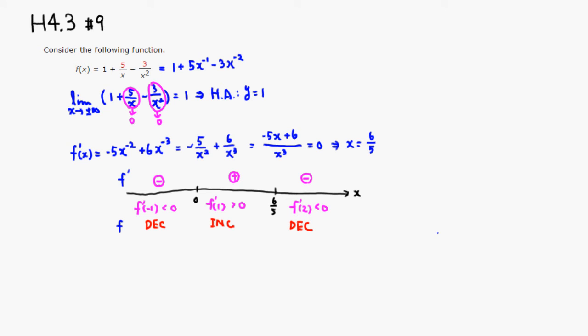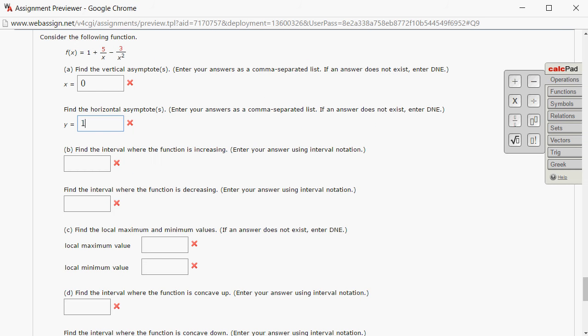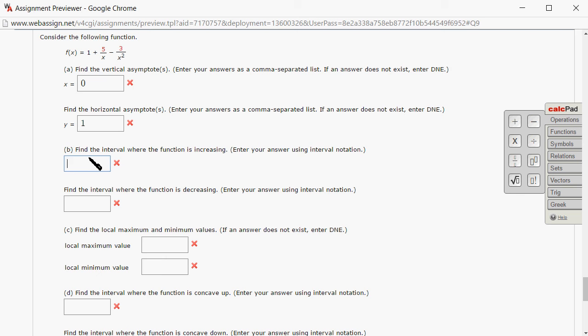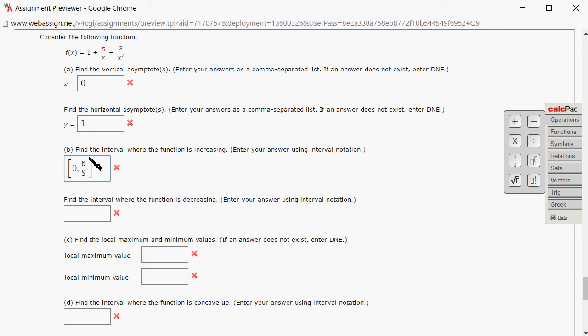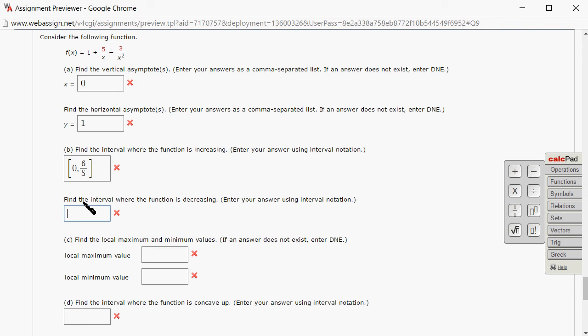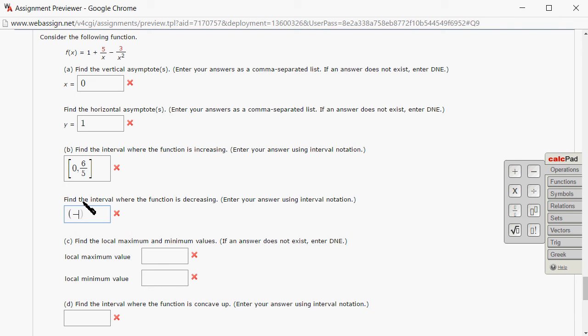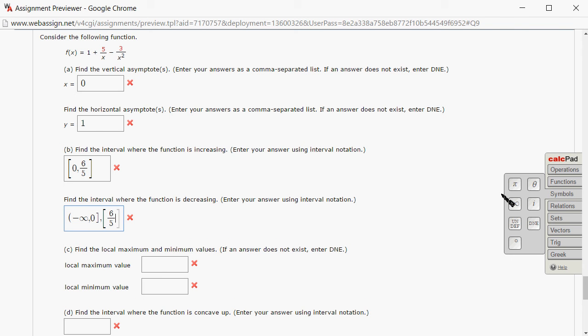Let's put that in. The interval where the function is increasing is between 0 and 6 over 5. And the interval where the function is decreasing, we have negative infinity to 0, and also 6 over 5 to positive infinity.